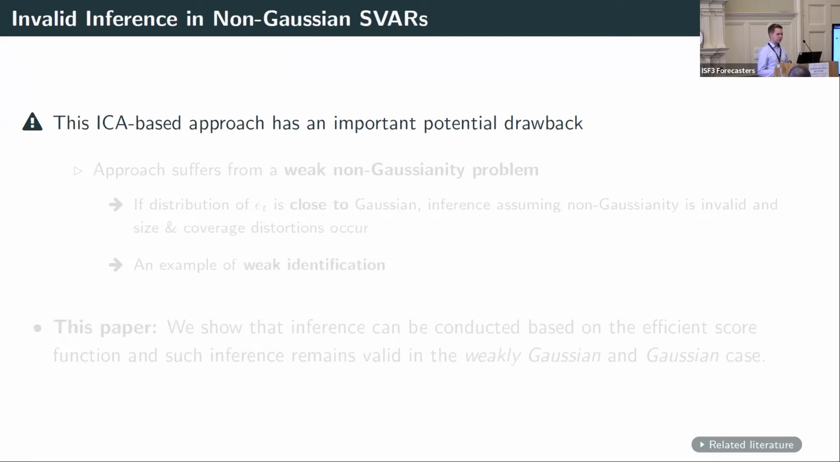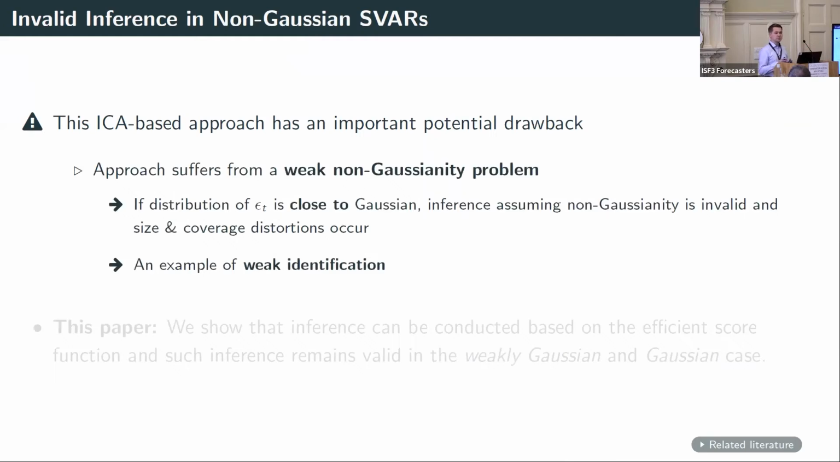Now, however, as we point out in this paper, this is not a free lunch, essentially. So this method has some important potential drawbacks. And some of these have been pointed out already in the literature, in simulation studies, but we highlight them here specifically, and then we also provide a solution to that. So the biggest problem here is that this approach can suffer from what we would coin the weak non-Gaussianity identification problem. And the intuition is as follows. If you assume that these structural shocks are non-Gaussian, there's a whole range of different degrees of non-Gaussianity that these shocks could have.